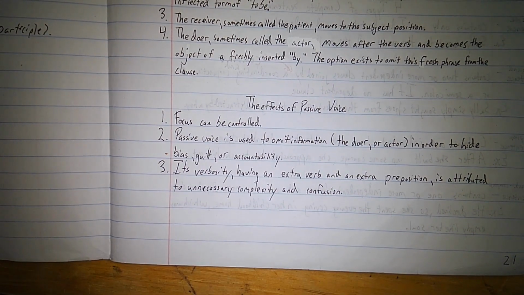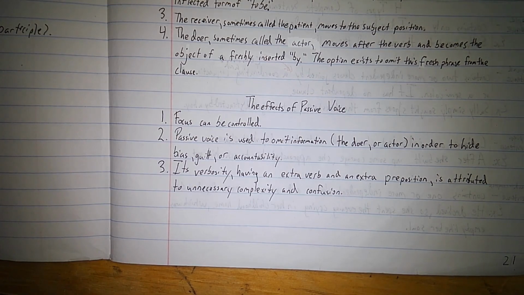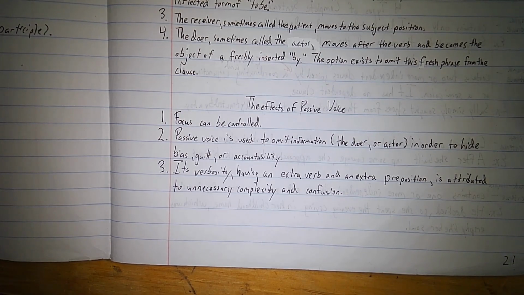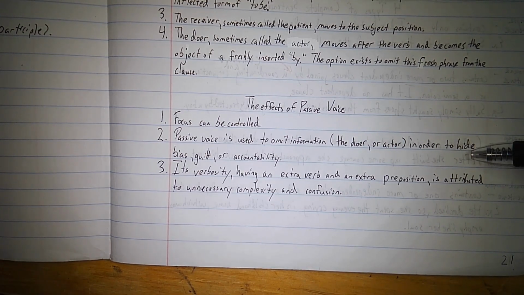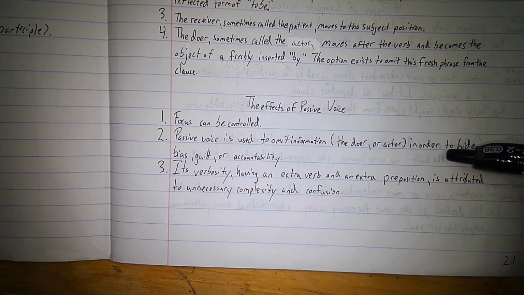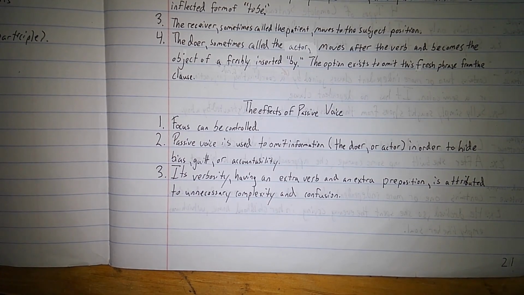These are 3 general effects of passive voice that we're going to use to break down in the activity. Each one of these can break down to further justifications, and that's what I'm going to explain as we're doing the activity. But at its constituent elements, there are 3 effects of passive voice, in my opinion. Focus can be controlled. Another very important effect of passive voice is you can omit information, the doer or actor, in order to hide or remove bias, guilt, accountability. And there are other things that we can list here. There are so many things that we can list here, in fact. But these are just 3 general things that I think hit a lot of the reasons why people might use passive voice.